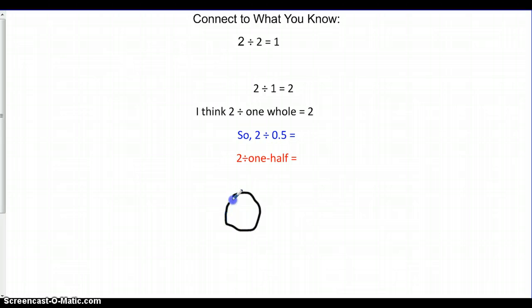So if I draw 2 circles and I divide them in half, I have 4. So 2 divided by 1/2 is 4.